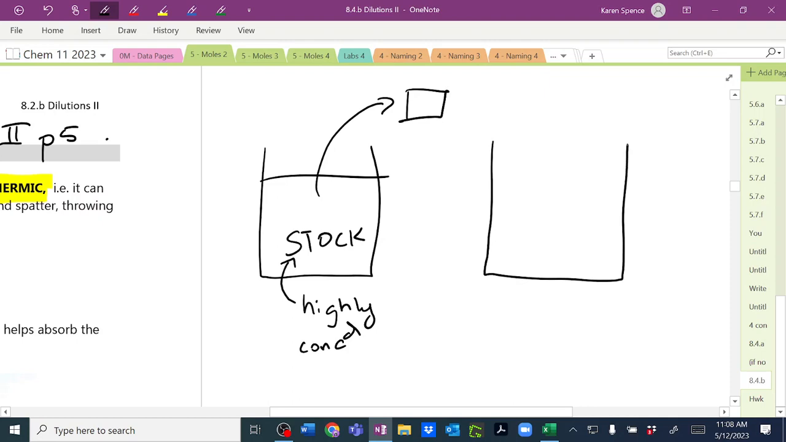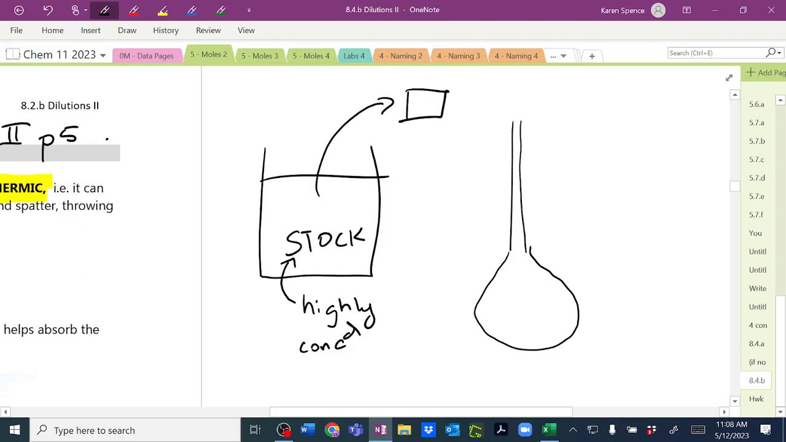This is how it normally works. And what kind of a new container might we put it into? We might put it into a volumetric flask. Okay, so now we have our stock solution. And what would we do after this? We would add water.